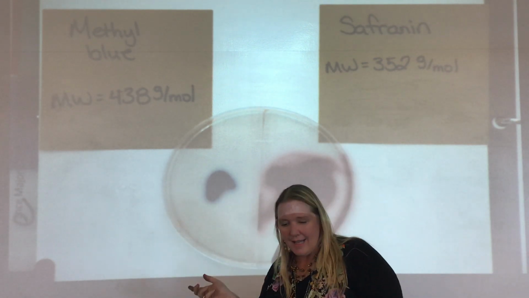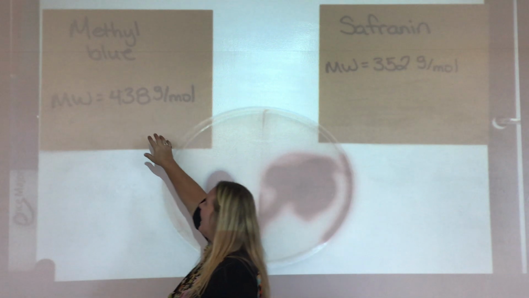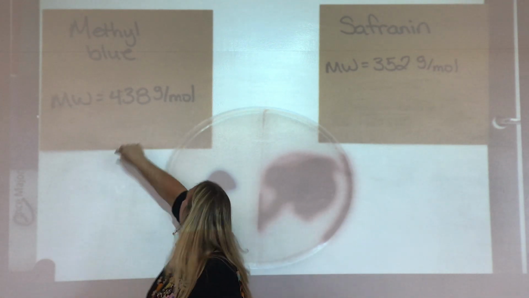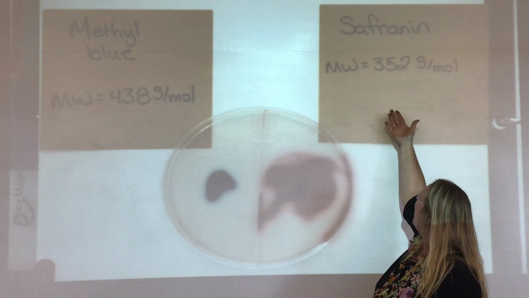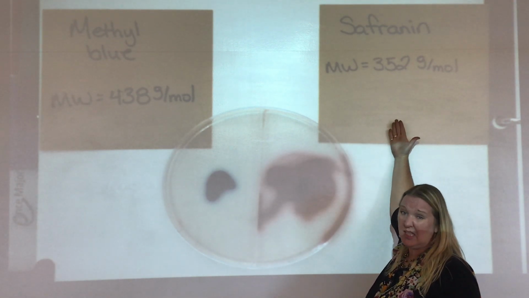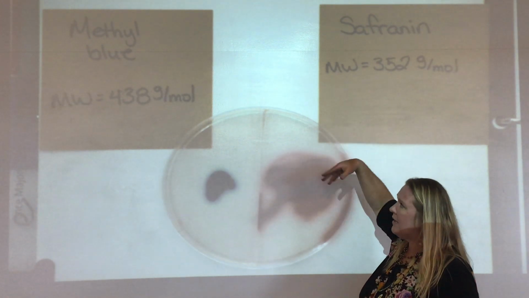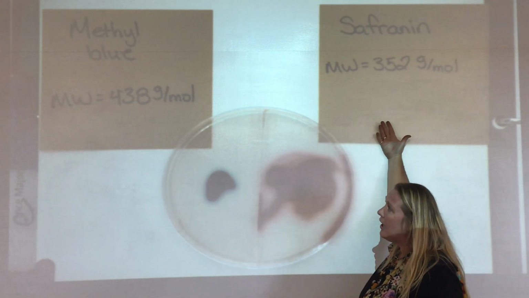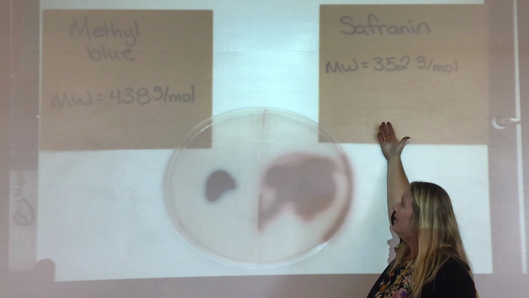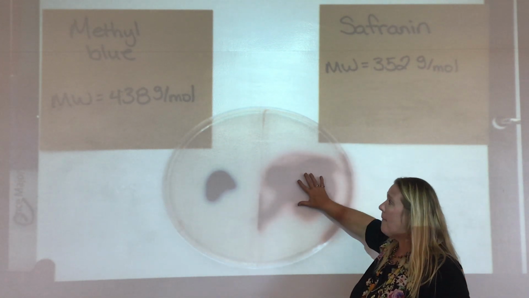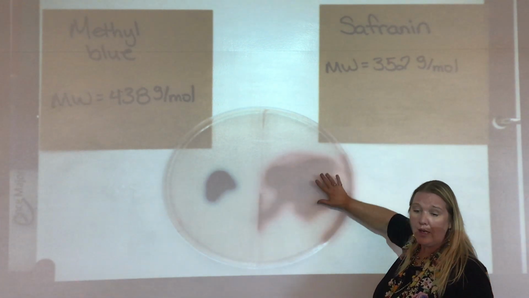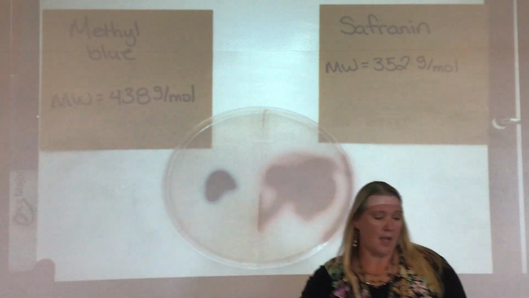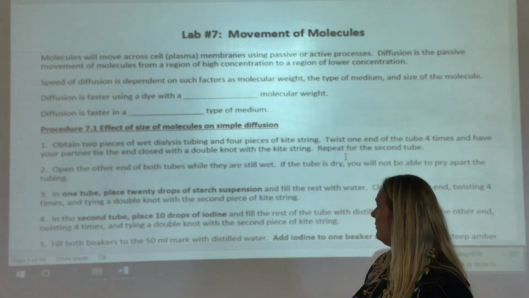And why is that? Well, if we look at the molecular weight, 438 versus 352. Almost 100 grams per mole difference. It's a little bit less, but if I just ballparked it, almost 100 grams per mole less. Smaller molecules, or molecules with a smaller molecular weight, are going to diffuse faster. And I think that is actually one of the questions on our lab.